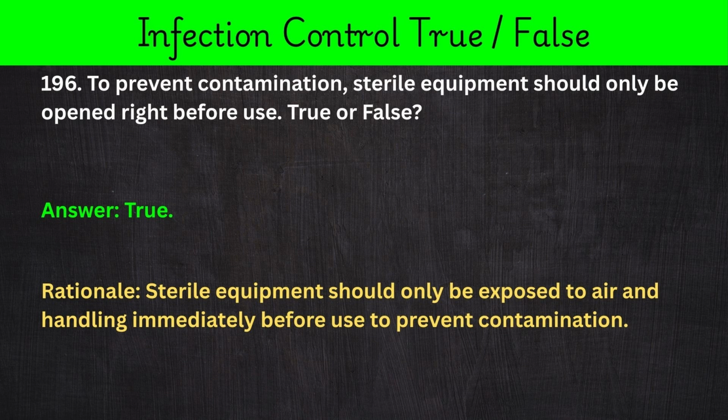196. To prevent contamination, sterile equipment should only be opened right before use. True or false? Answer: true. Rationale: sterile equipment should only be exposed to air and handling immediately before use to prevent contamination.